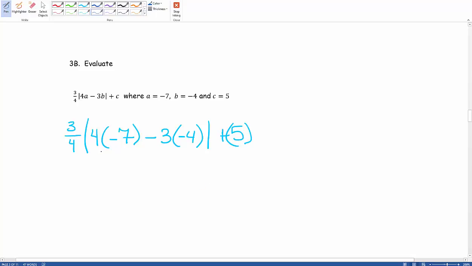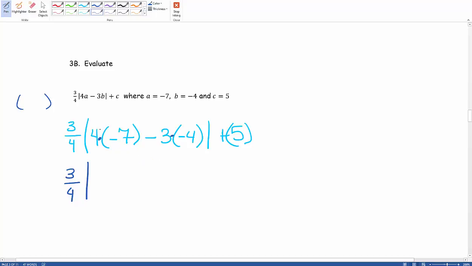Now that we've substituted, let's simplify things within our absolute value, because again, absolute values pretty much work just like parentheses, so that would be our first go-to. So this 3/4 is still on the outside, and inside of our absolute value we have 4 times -7, a multiplication operation between these two. And likewise, there is a -3 being multiplied with this -4.